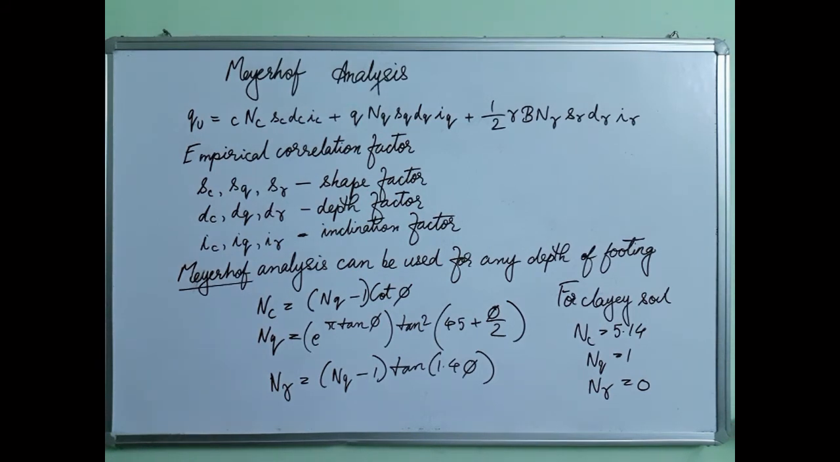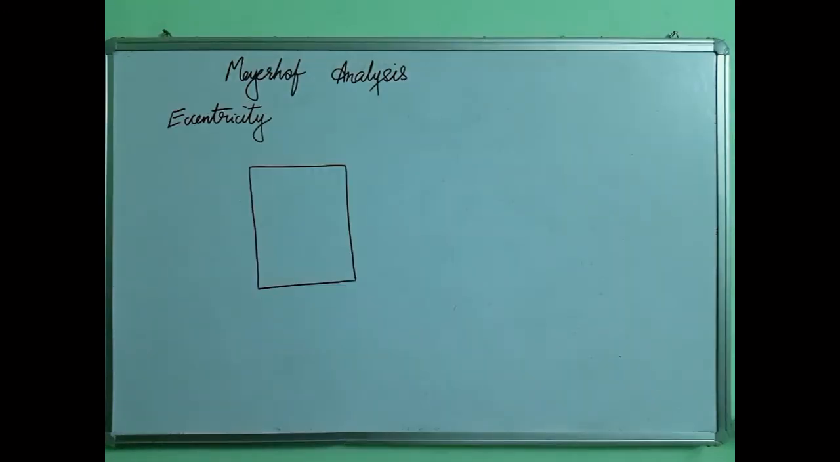One more limitation of Terzaghi was that his theory could only be applied for concentric loading. Okay, if the load is concentrated on the center of the footing. But if the load was not concentrated on the center of the footing, then we have to take into account the eccentricity. So let us now discuss how we tackle the eccentricity.